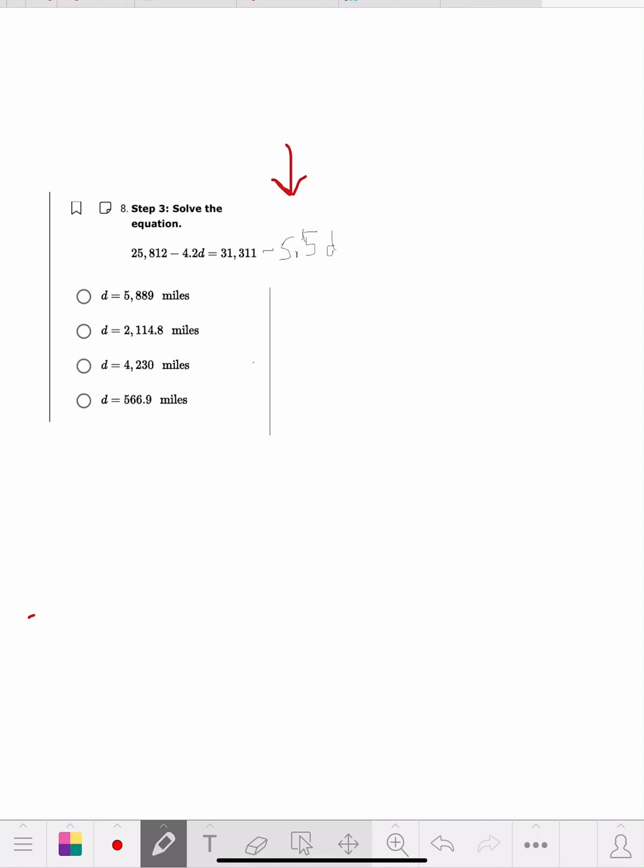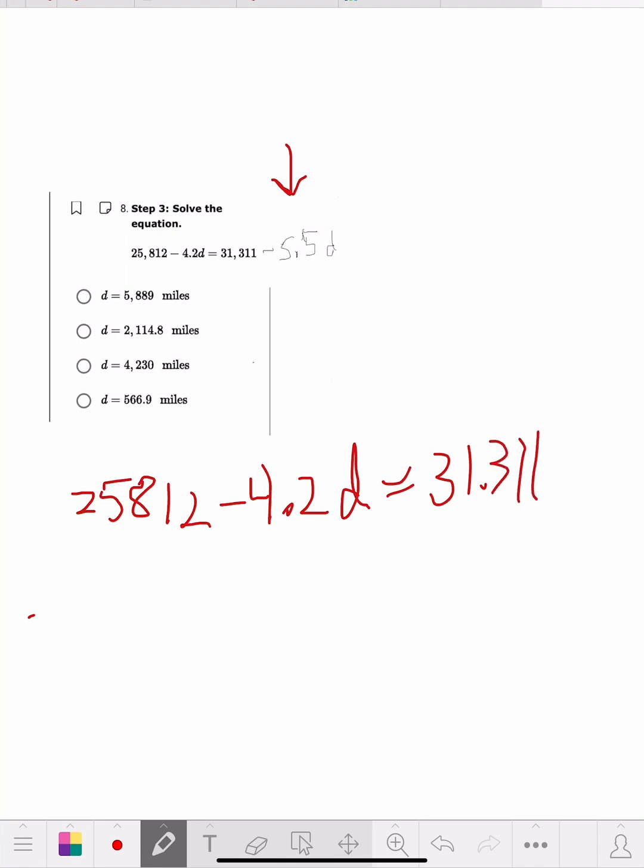I'm just going to rewrite it. It's 25,812 minus 4.2D equals, now we've got 31,311, and it's minus 5D, 5.5D.